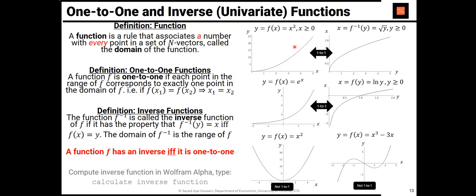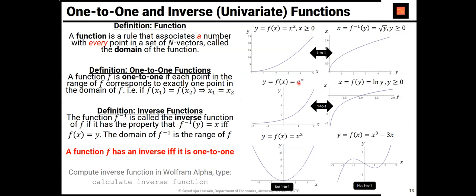So this is one-to-one. This graph is drawn for only values of x bigger than or equal to 0, which means y must be bigger than or equal to 0. So you will notice that for any given value of y bigger than or equal to 0, there's a unique value of x, which I've drawn here. So you can invert the function and now express the x's in terms of y's.